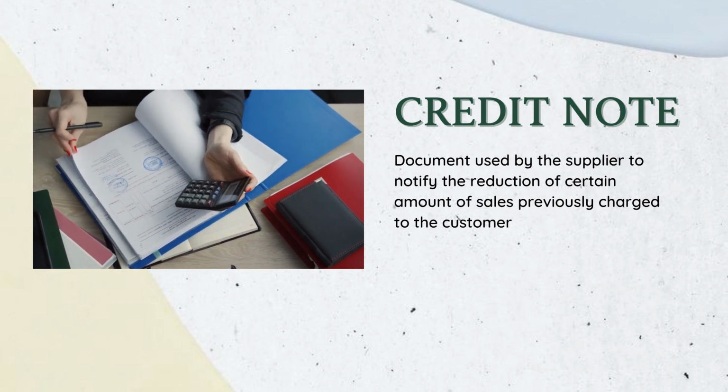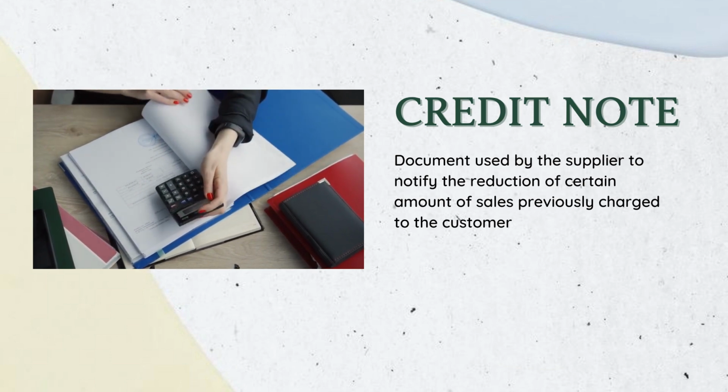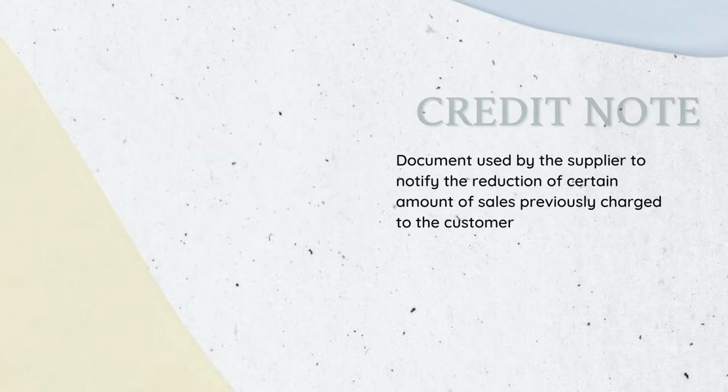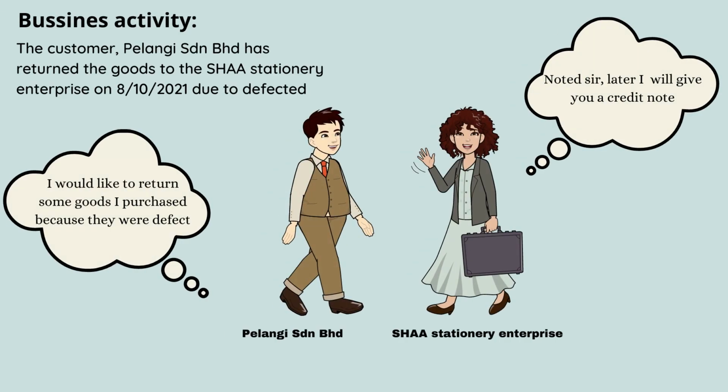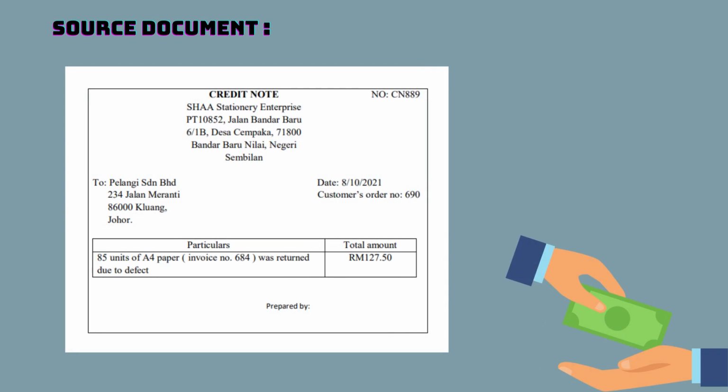A credit note is a document used by the supplier to notify the reduction of a certain amount of sales previously charged. Business activity. On 8 October 2021, the customer, Pelangi Sdn Bhd, returned the goods to Shah Stationery Enterprise due to defect. This is an example of a credit note.